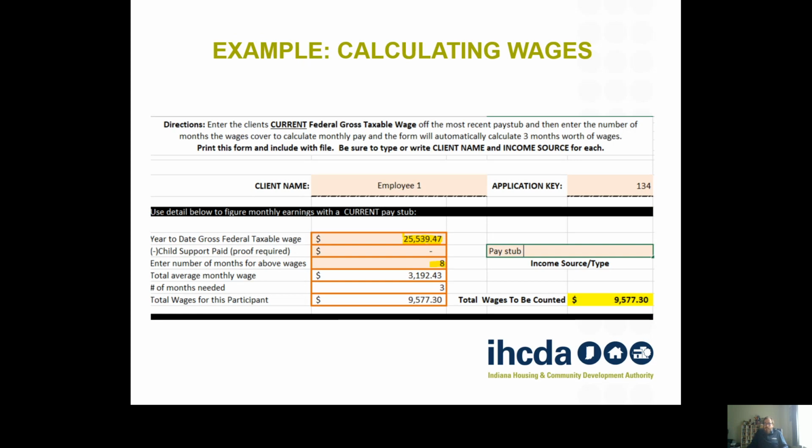And here's the example showing that data entered into one of our income calculation worksheets. In this case, that federal taxable gross of $25,539.47 is going to be for the month of August, so 8 months, because August 4th was the pay date, and we're extracting 3 months of that, so that's going to be $9,577.30.